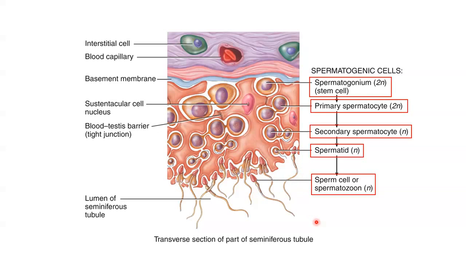Finally, sperm are released and enter the lumen of the seminiferous tubule, the hollow of the tubules. Fluid secreted by the sustentacular cells pushes sperm along their way towards the ducts of the testes, because remember, at this point, our sperm are not actually able to swim.